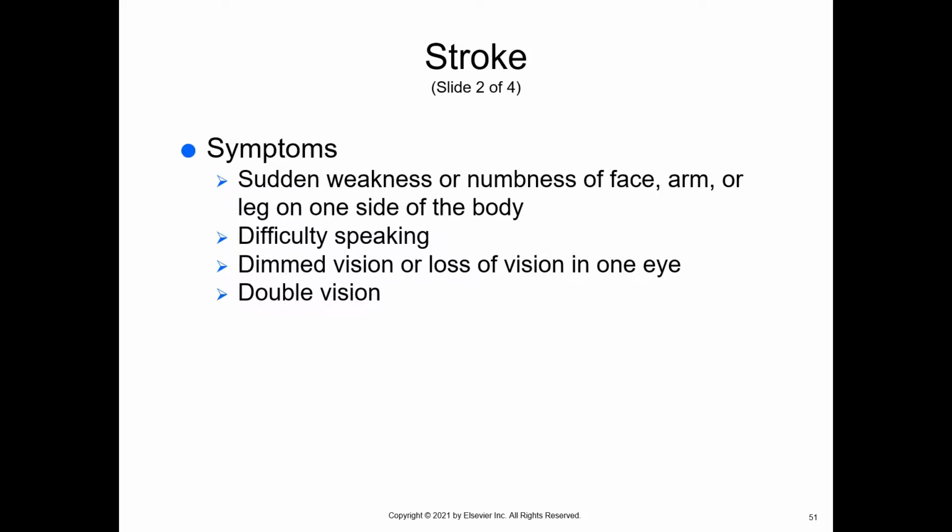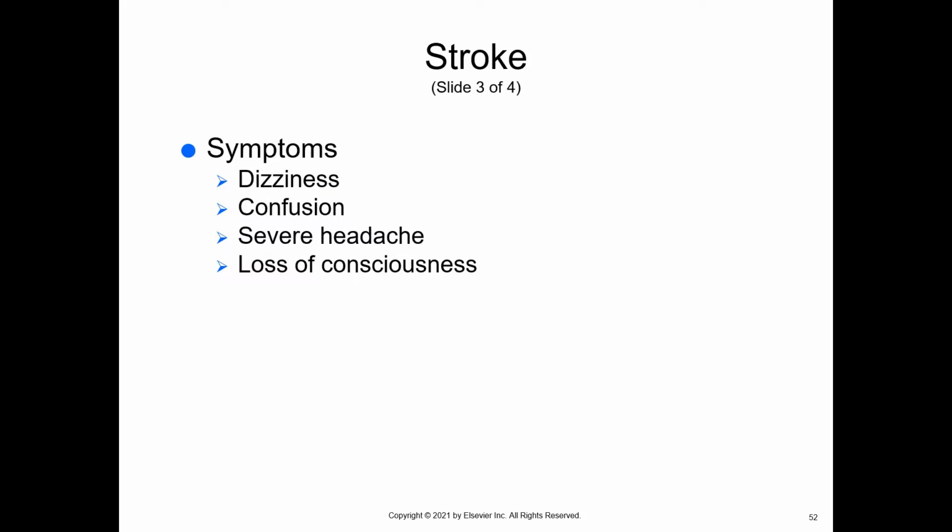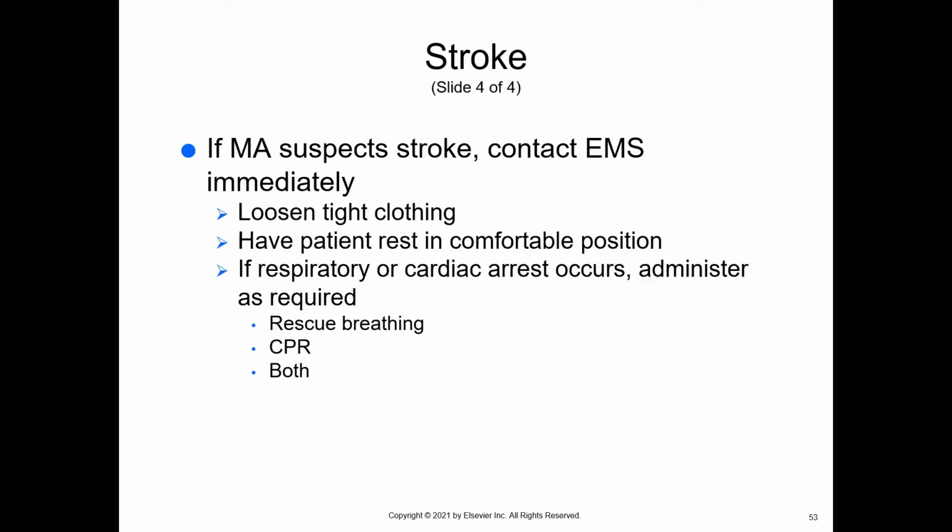So what we think of is unilateral symptoms, symptoms that only affect one side, such as the face becoming droopy on only one side. Difficulty speaking, forming words, dimmed vision or loss of vision, and again, one-sided is a big indicator. Double vision is also an indicator. Dizziness, confusion, severe headache, worst headache I've ever had. That's the thing that goes to the hospital. Loss of consciousness. Evaluate them as you would start evaluating somebody for a cardiac arrest.